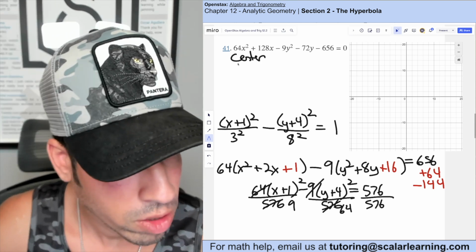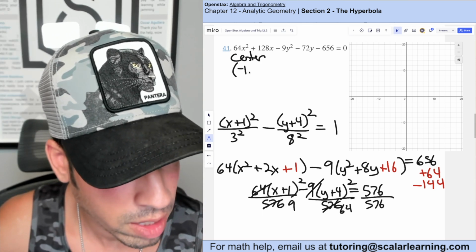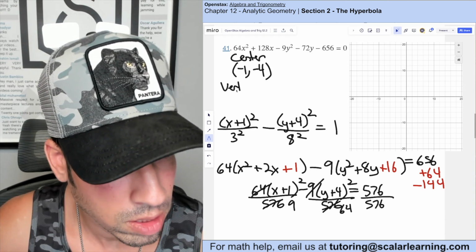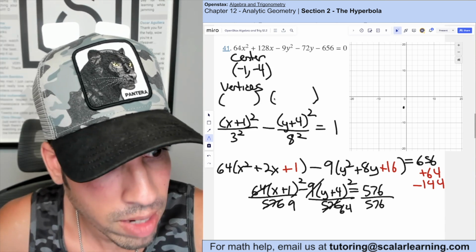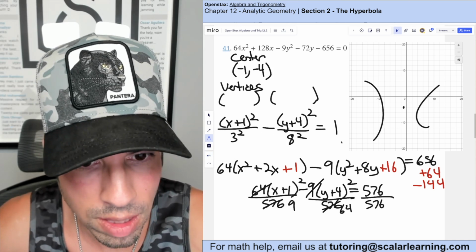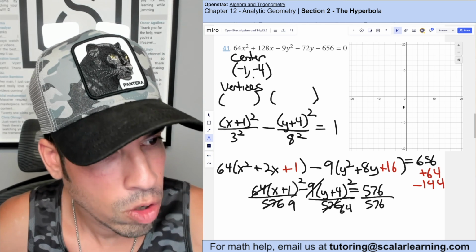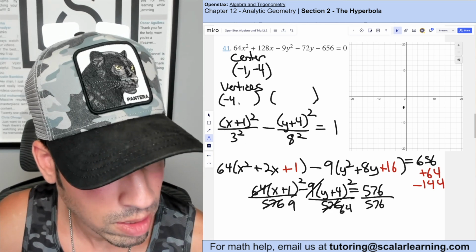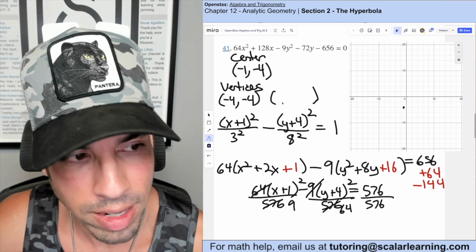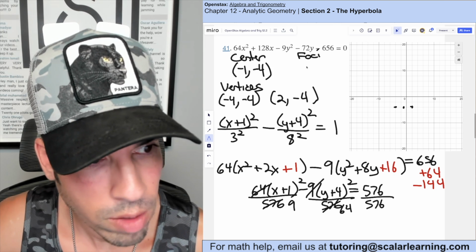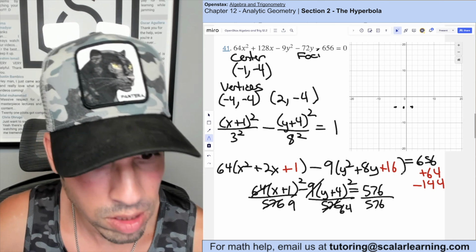So first we have a center at the opposite of those two, which is (-1, -4). And we've got vertices that'll be going left and right from the center because the x is in front. So the hyperbola is going like this, approximately, right? So how much do we go left and right? This value, 3. So we go 3 left, which makes it (-4, -4), 3 right, adding 3 to that, which makes it (2, -4).